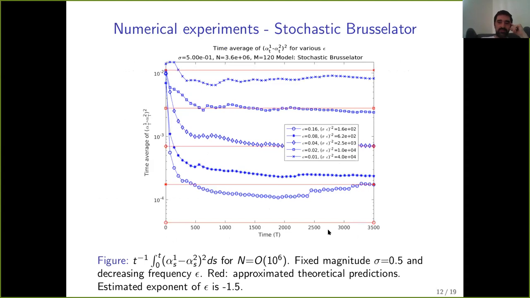Okay, so these are some results for the oscillator. Of course, how we choose the parameters here is mainly by trial and error.